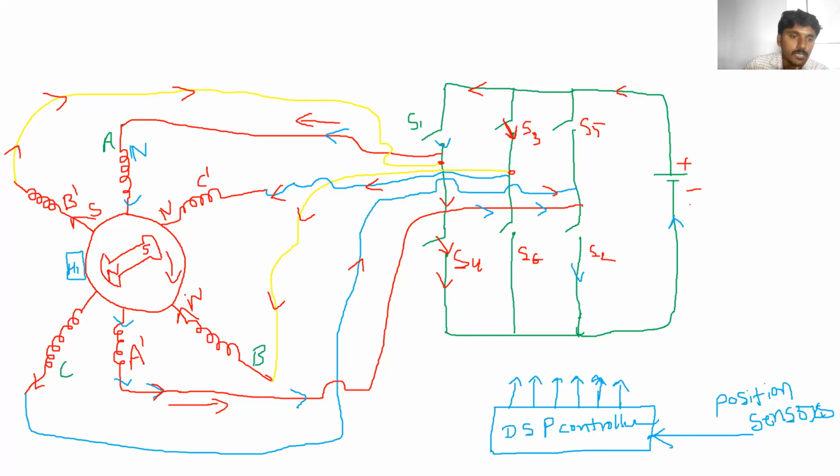Whenever this becomes a north pole and this becomes a south pole, what will happen? The south pole of the rotor and the north pole of the stator are attracted together. The north pole of the rotor and the south pole of the stator are also attracted, and the rotor will rotate like this. Clear? So now the rotor position is like this.